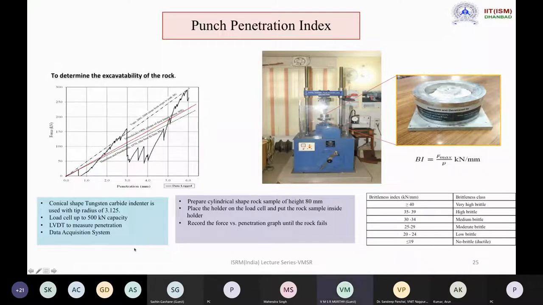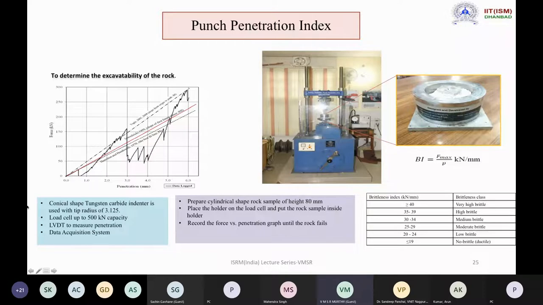Here, of course, we have a tungsten carbide indenter, with a typical tip radius of 3.125. I think the presentation will give you the details. We have an LVDT and load cell that get you the data of force and deformation, and a data acquisition system to record the entire data.